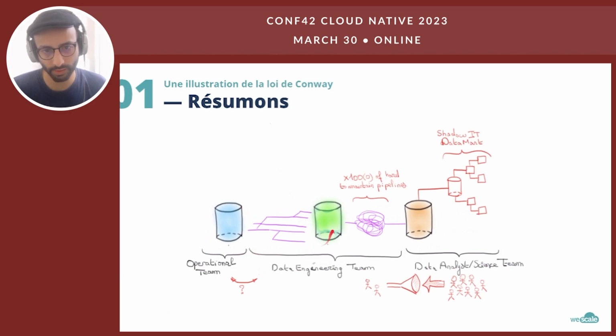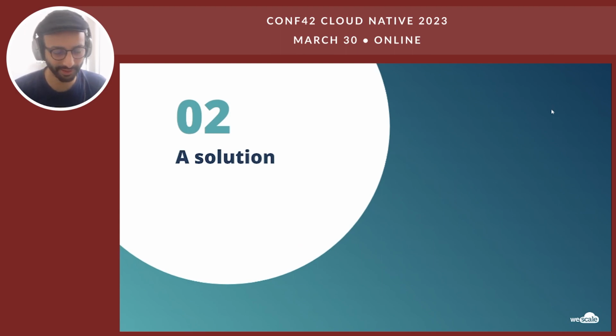So I would say that the problem is not really technical. All these technologies will scale. The problem is mainly organizational. It would be hard to maintain thousands of pipelines. It would be hard to maintain efficient communication between all those teams, from the operational team to the engineering team, but also from the data engineering team to the data analytics and science team. We have an issue to solve. So what would be the solution?